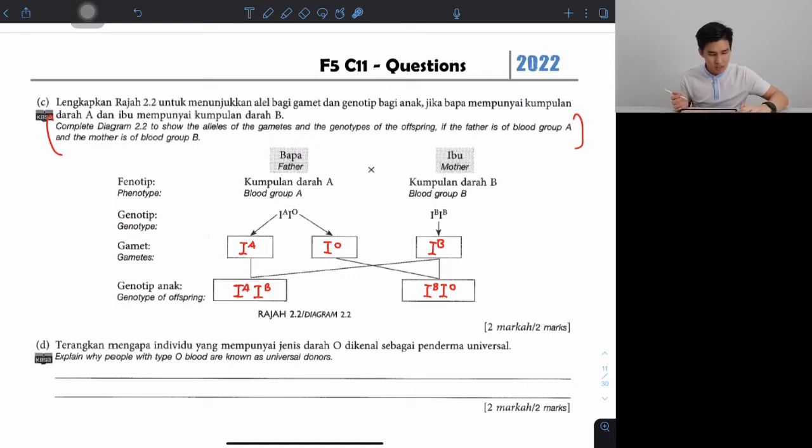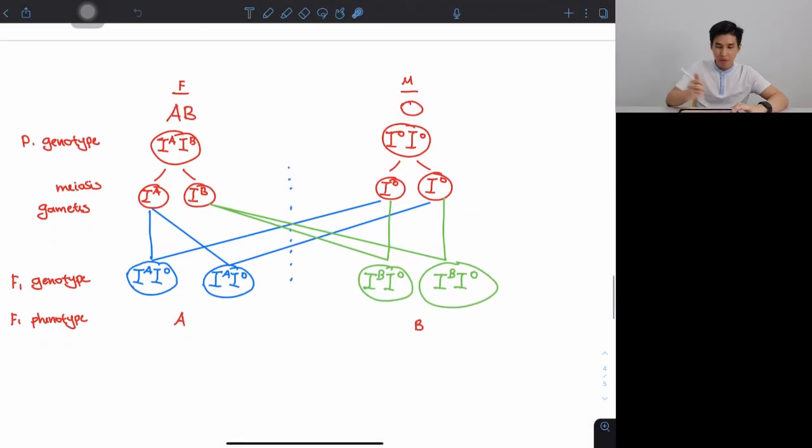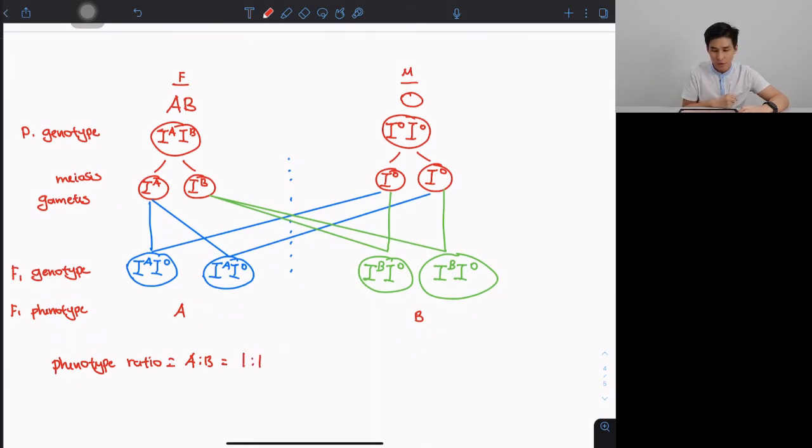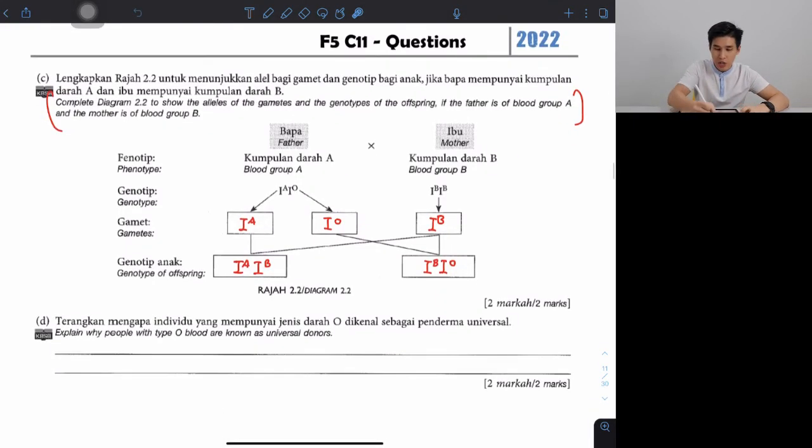Oh, I forgot to mention one thing just now, so sorry. For this diagram, sometimes it will ask you for the phenotype ratio. We can say the ratio of A to B is equal to 1 to 1. Actually if I just write one O, you get the same thing also. So if two are the same, you can just write it one time. For this one, you only have AB and B, so the ratio of AB to B will be 1 to 1.